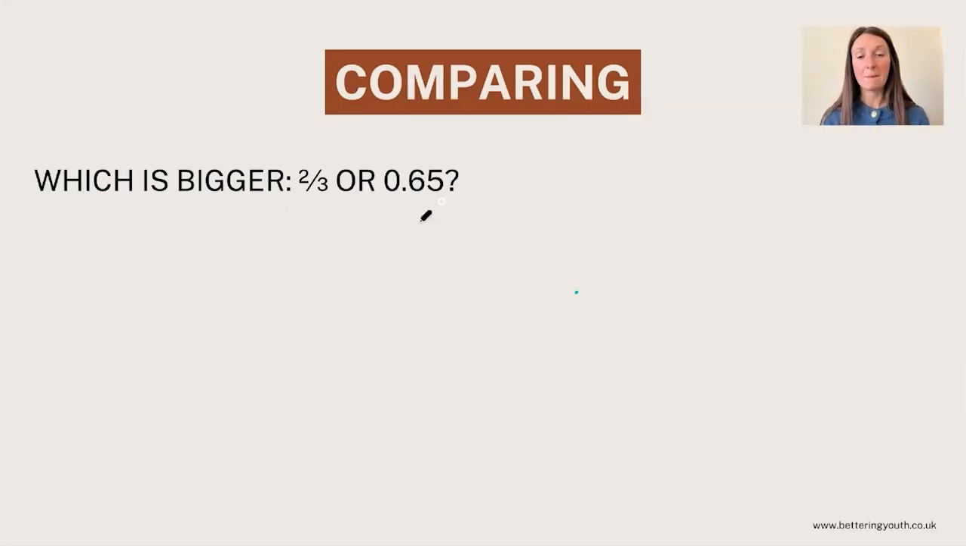Now, if we put 0.65 into a fraction, we'll see right off the bat that 2/3 and 65 over 100 are not very easy to compare, because we can't simplify the 100 down so it's comparable to 3. So what we have to do is change our fraction into the decimal.